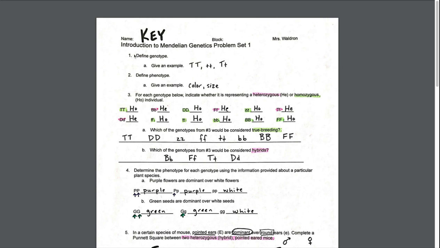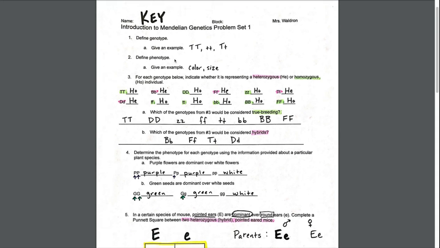So looking at the first two questions, they are definitions, a little bit of review. Really important here that you have a grasp on what genotype is versus phenotype. So genotype, this is the letter combination, and phenotype, these are things like physical traits, color, size, shape, etc. So make sure you're able to differentiate between the two.